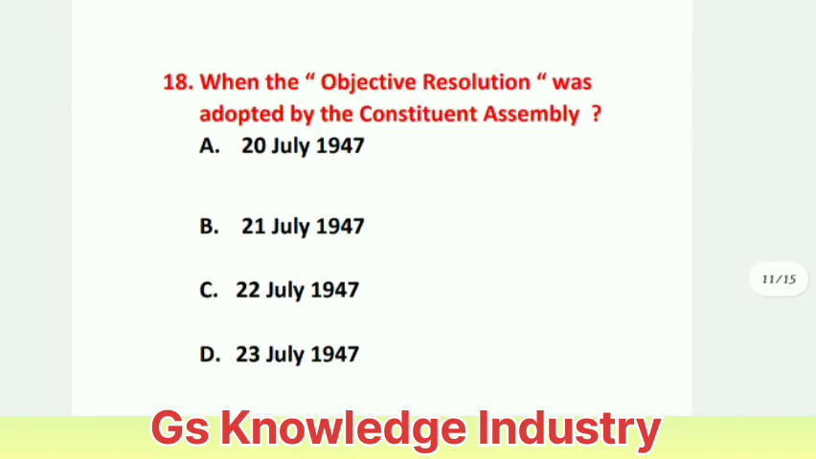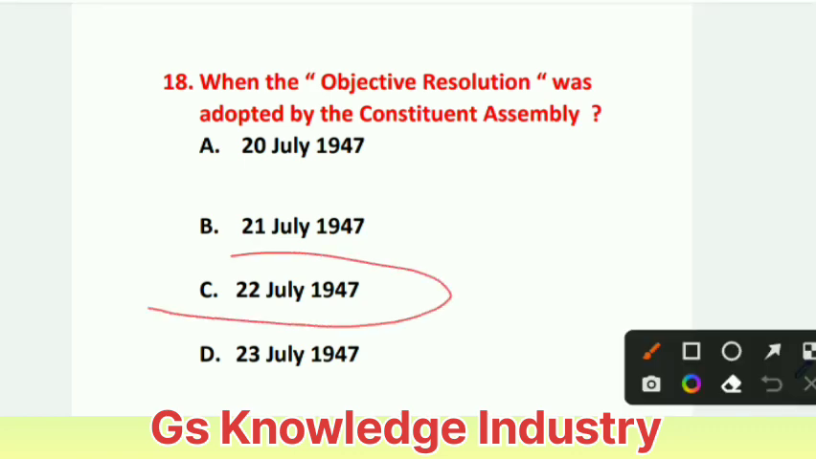When was the objective resolution adopted by the Constituent Assembly? Option A, 20 July 1947. Option B, 21 July 1947. Option C, 22 July 1947. Option D, 23 July 1947. Here the correct answer is option C. Option C is the right answer, 22 July 1947. When was the objective resolution adopted by the Constituent Assembly? 22 July 1947.